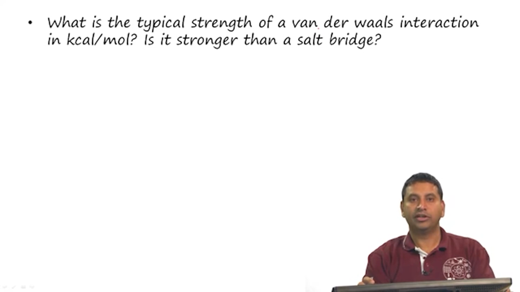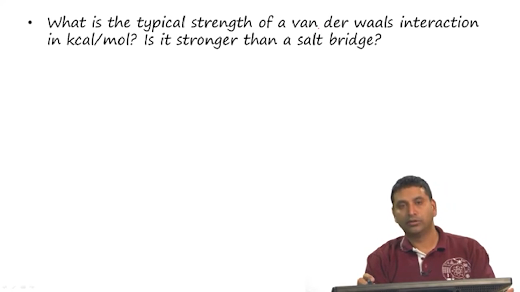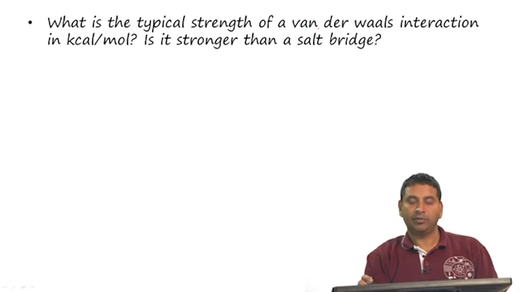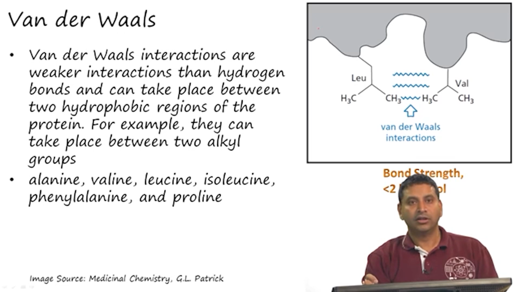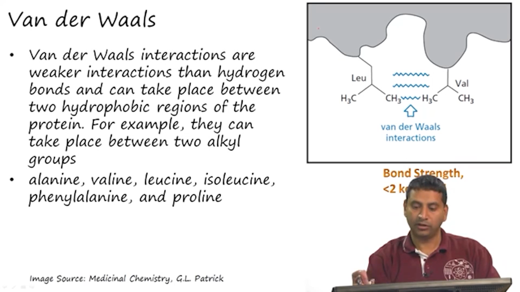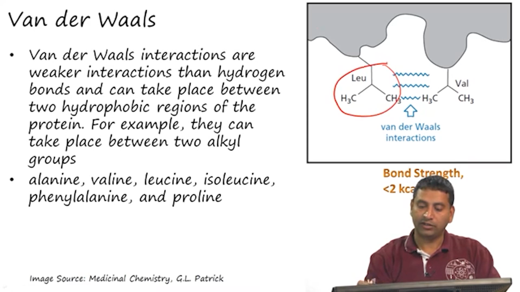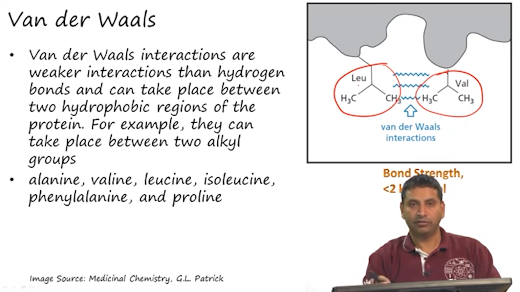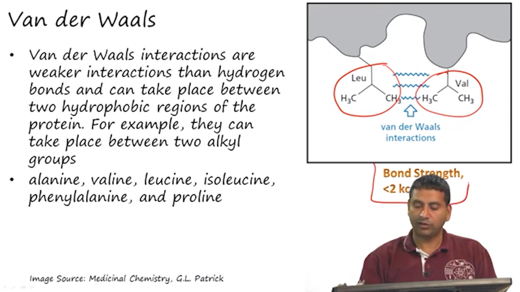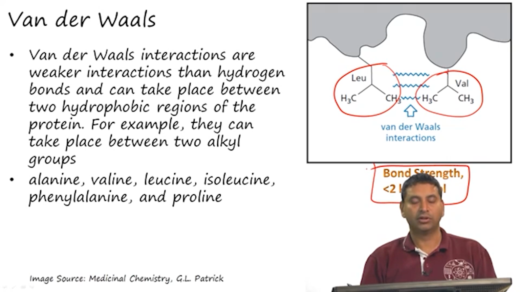The next question is, what is the typical strength of a van der Waals interaction in kilocalories per mole? Is it stronger than a salt bridge? So, in order to answer this question, let us recap a little bit about what van der Waals interactions are. Van der Waals interactions are very weak interactions, weaker than hydrogen bonds, that can take place between two hydrophobic regions of a protein. The example that we looked at is a leucine residue interacting with a valine residue. This type of interaction, where you have two hydrophobic groups coming close to each other, is called a van der Waals interaction. The bond strength of a van der Waals interaction is typically less than 2 kilocalories per mole.